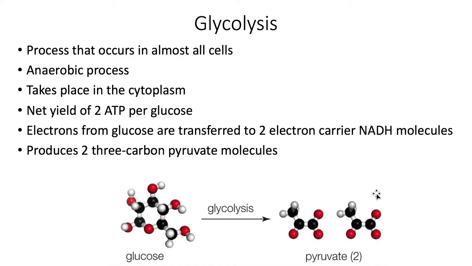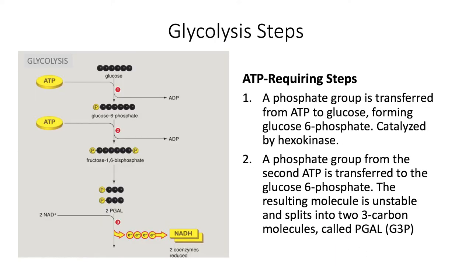Here are 2 pyruvates. So we've got NADH, we make pyruvate, and we also make ATP. So here are the steps involved in glycolysis. The first steps of glycolysis actually don't make ATP. They actually use up ATP. So these are our ATP requiring steps. You have to invest some energy into glycolysis to end up with a net of ATP at the end.